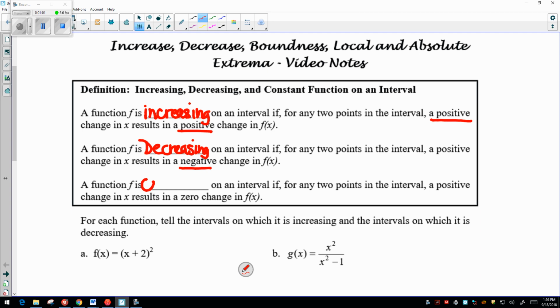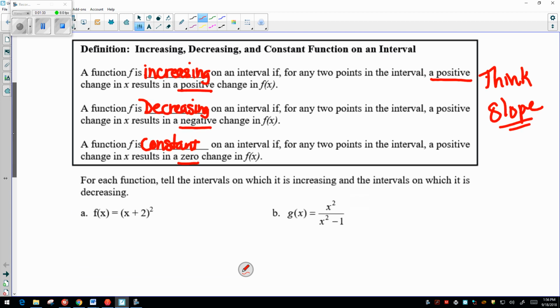Then a function f is constant if for any 2 points in the interval we have a positive change in x resulting in a zero change. So as you're listening to these words, I want you to think slope. This is very similar to slope. If you have an equation that would be increasing, you'd have a positive slope. If it was decreasing, you'd have a negative slope. And if it was a constant horizontal line, there's zero change or zero slope.